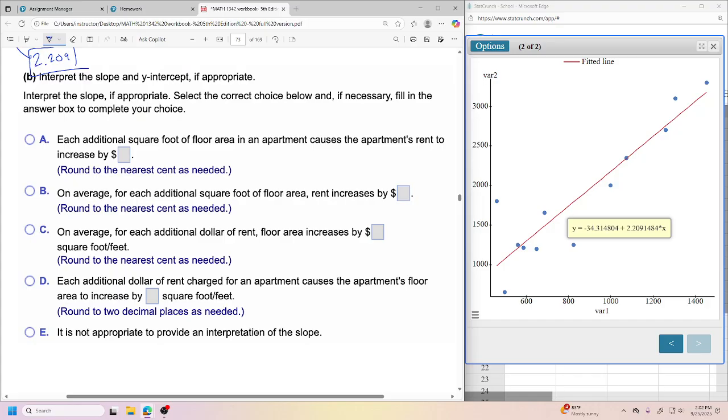From square feet to rent. Okay, from square feet to rent. Which ones so far go from square feet to rent? A, square feet to rent. Yes, so far that's a good one. What else?